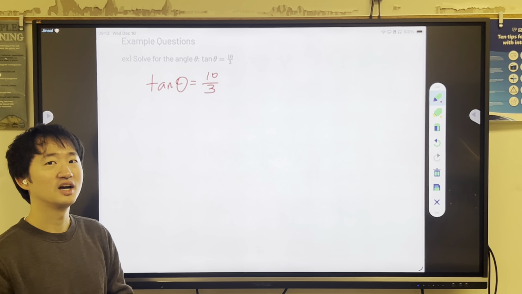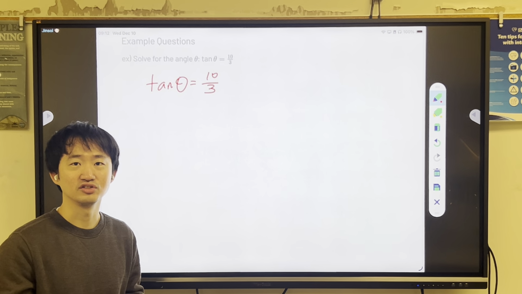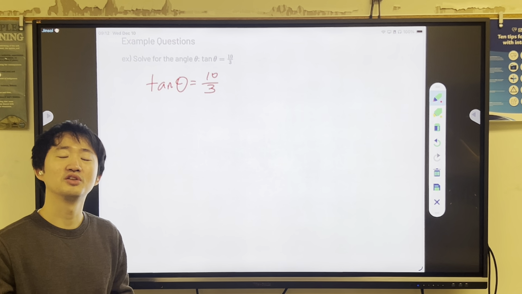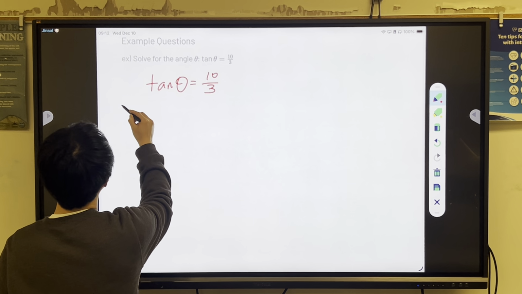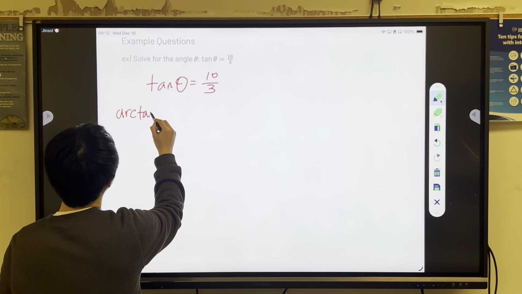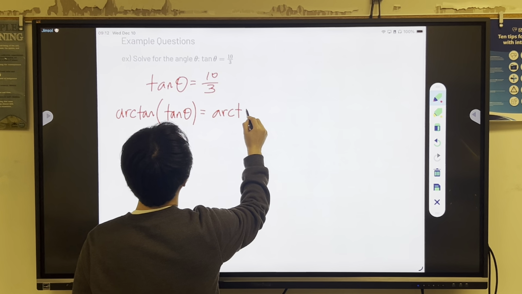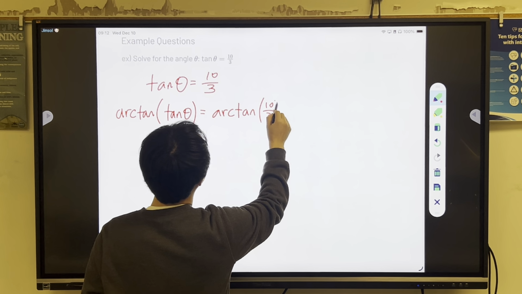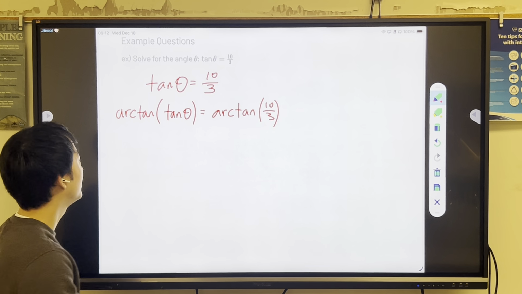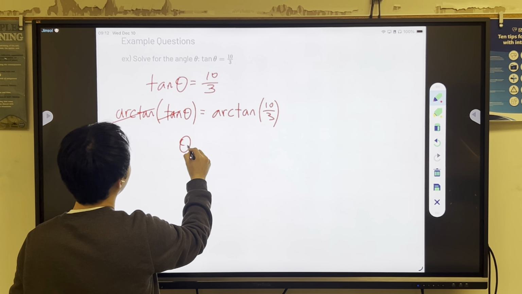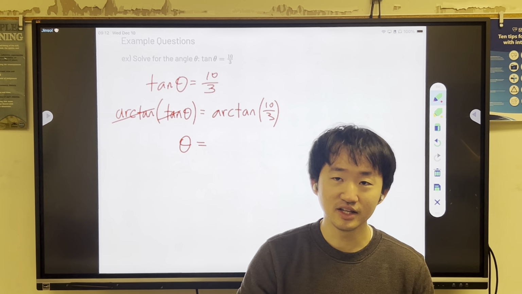Our goal is to isolate our variable theta. The theta has tangent attached to it. So how would I do this? Well, I need to remove the tangent. And in order to do that, we need to use the knowledge that we learned in the previous class. We need to arctan both sides. When I do that, my arctan of tan on the left-hand side will cancel out, just leaving the theta on the left-hand side. And on the right-hand side, arctan of 10 over 3, I need to use my calculator.